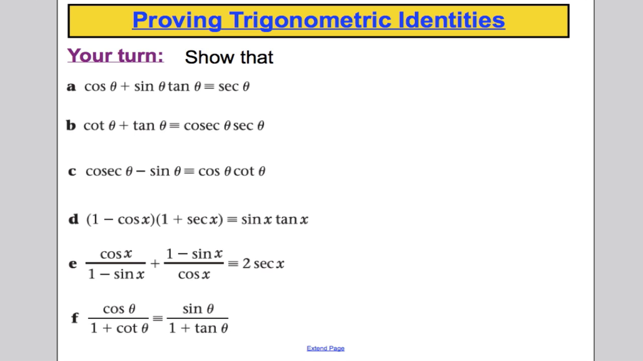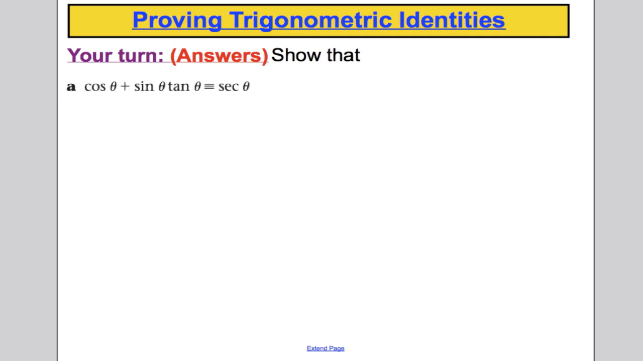Okay, let's go through the answers. I'll go through each one in turn. I'll actually show you how to do these. Part A, we're trying to show that cos theta plus sine theta tan theta is as follows. So I'm going to start off, as always, with the left-hand side.